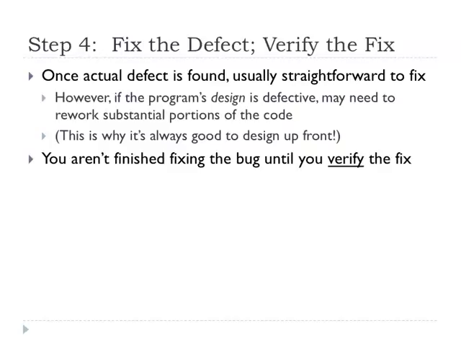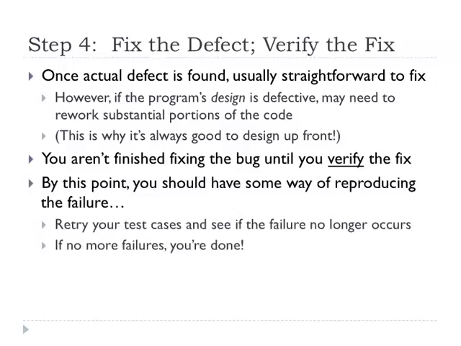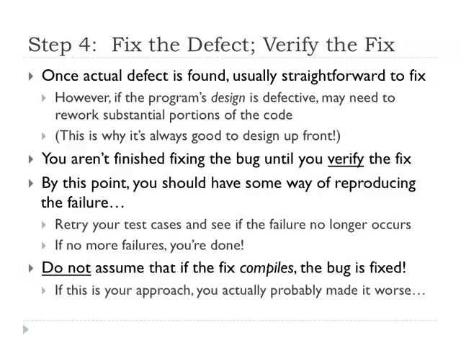But you really aren't finished fixing your bug until you've verified it. Okay? You always have to do this last step. We're always surprised at how many times people in CS11 make the fix and turn it in, and then we test it and we're like, wow, not only did the program break, but now it doesn't even compile. Because they didn't actually verify their fix. Since you should have a way of reproducing the issue, you should be able to just retry your test case and see that the failure isn't going to occur anymore. Okay? So that's the idea.